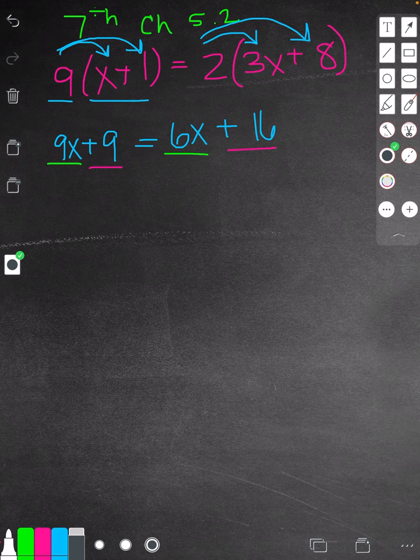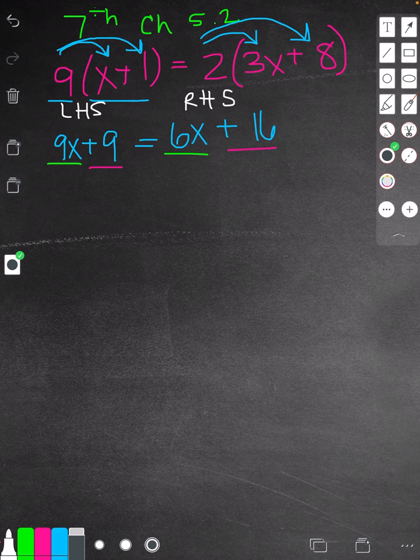So just for the sake of remembering which is right and left, RHS is going to be the right-hand side. So we're talking about that entire section to the right of our equal sign, and this is going to be our left-hand side. That's going to be everything on the left of our equal sign. So right now I have the 6x.